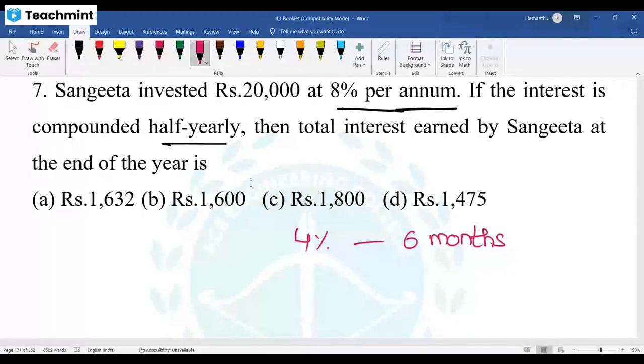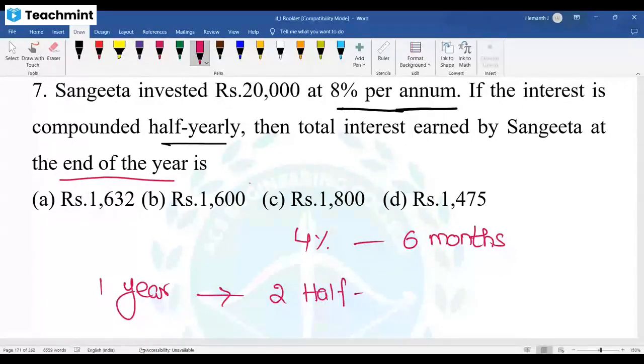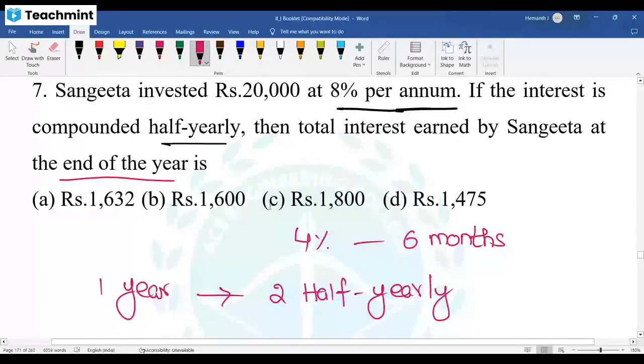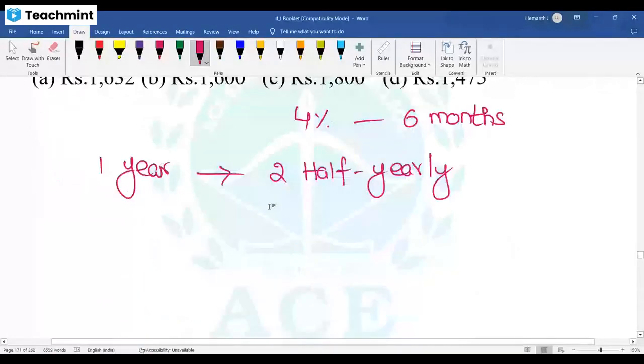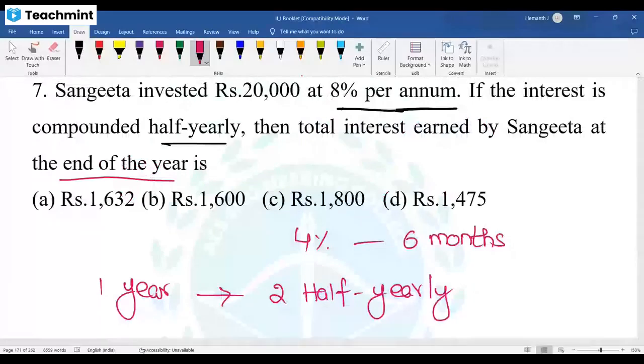Then how many years are they asking? At the end of the year. In 1 year, how many half yearlies will come? Two half yearlies, right? We already discussed in the introduction three methods to handle compound interest. I'll discuss two at least now for this question. Now see how to handle the question. Compound interest they're asking, right?